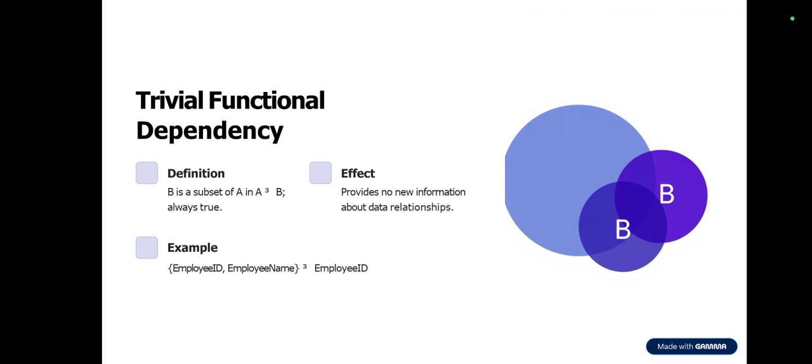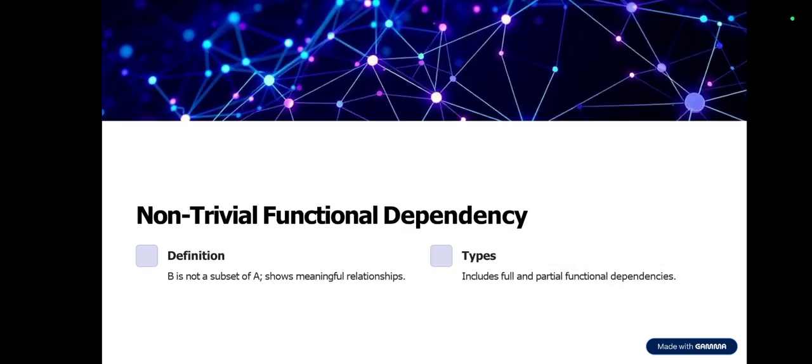Effect is it provides no new information about data relationships. Trivial dependencies are mathematically valid but not useful for normalization or database optimizations. The next is non-trivial functional dependency. The definition is B is not a subset of A, shows meaningful relationships.